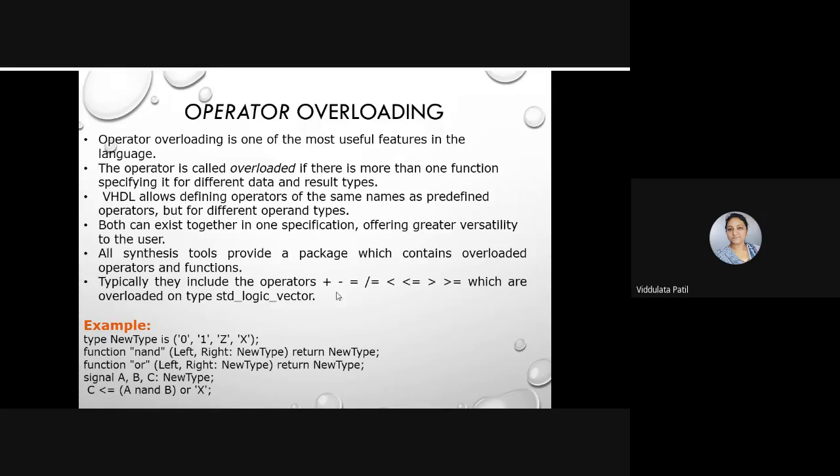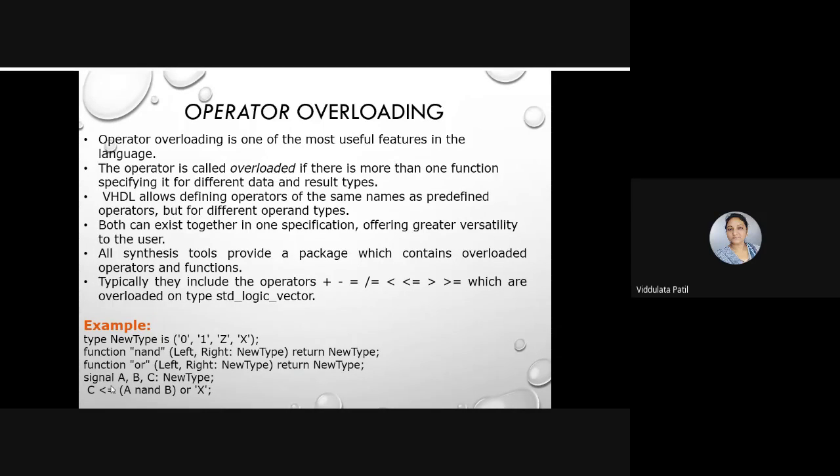Okay, so here there is an example of this. Suppose we have a new type. The new type is either 0, 1, Z or X. Then we are calling a function NAND, which has the parameters left, right, which are of new type, and it is returning the new type. Then function OR, which again uses operators of new type, and they return the new type.